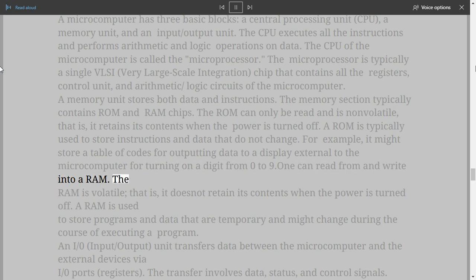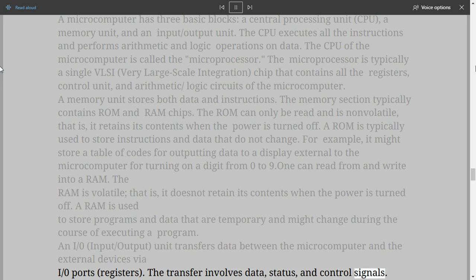The RAM is volatile, that is, it does not retain its contents when the power is turned off. A RAM is used to store programs and data that are temporary and might change during the course of executing a program. An I/O, input/output, unit transfers data between the microcomputer and the external devices via I/O ports, registers. The transfer involves data, status, and control signals.